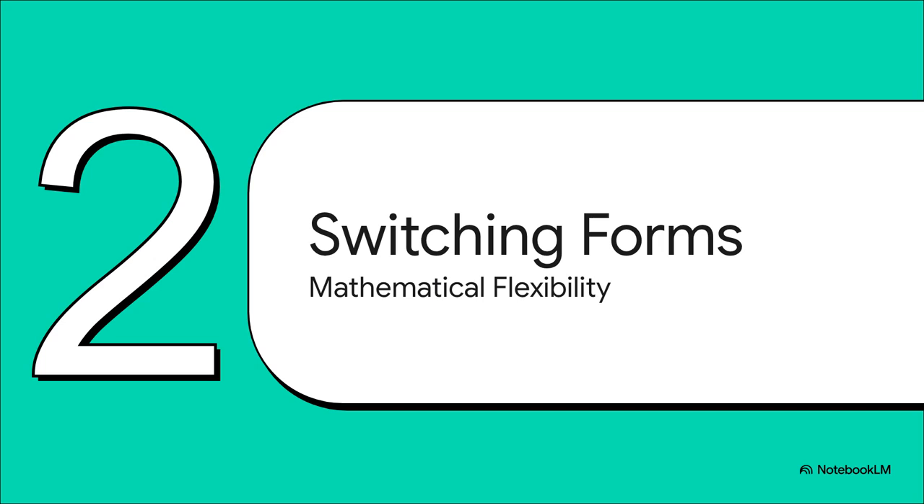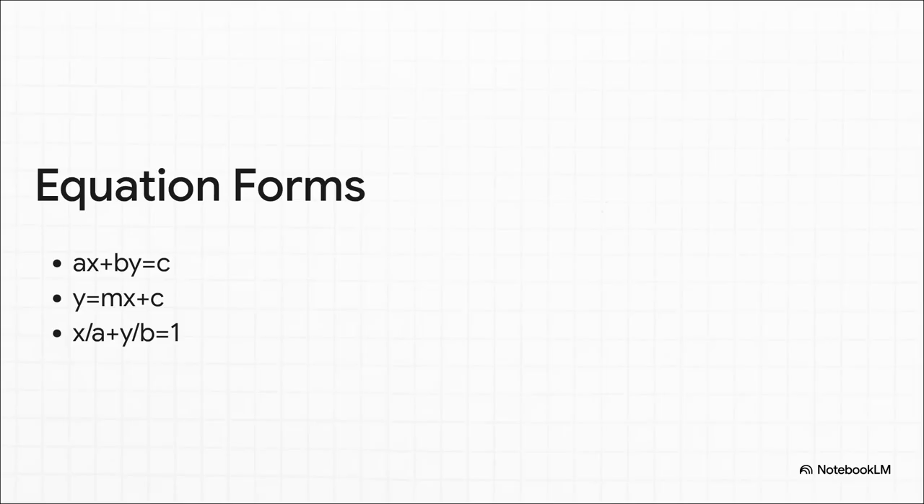Moving along to Section 2, switching equation forms. Think of this like dressing up the exact same line in 3 completely different outfits. First, you've got the general form, where x and y are grouped together on one side. Second is our familiar friend, the gradient form. But the third one, the intercept form, is just incredibly useful. It's written as x over a plus y over b equals 1. You'll definitely need to know these 3 distinct forms and how to decode what those denominators mean. In that final intercept form, the a on the bottom directly tells you the x-intercept, and the b tells you the y-intercept.